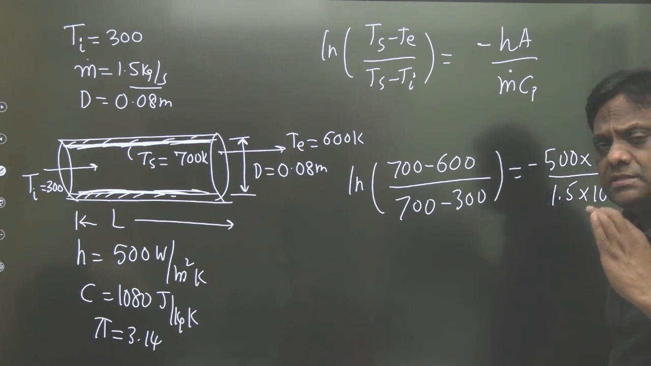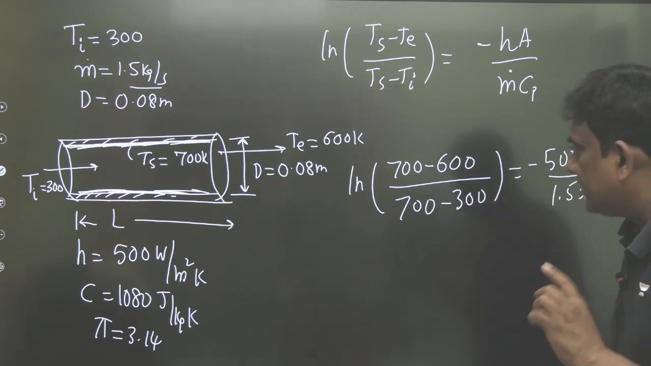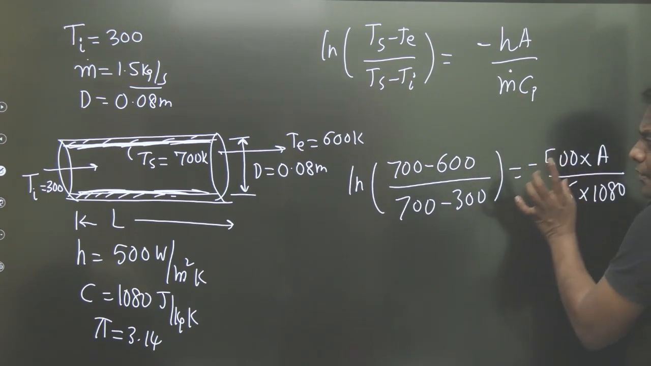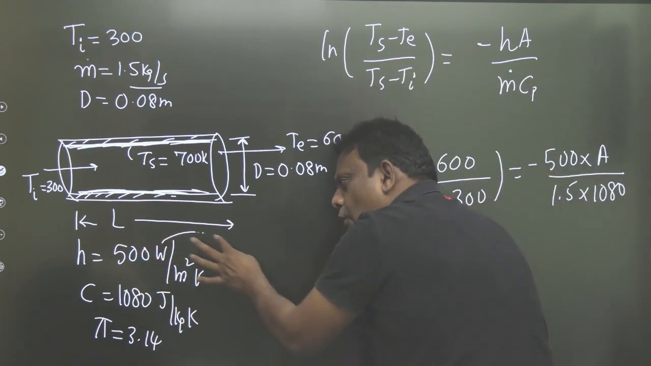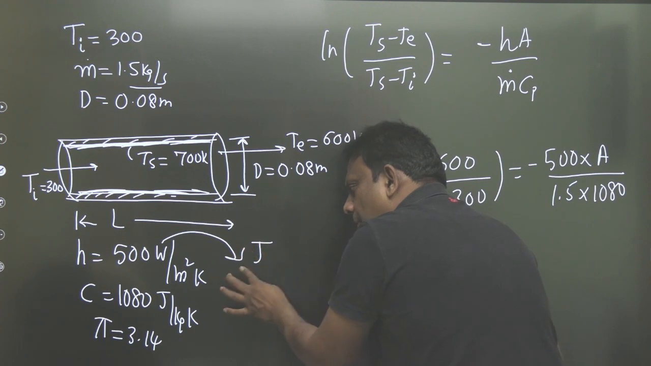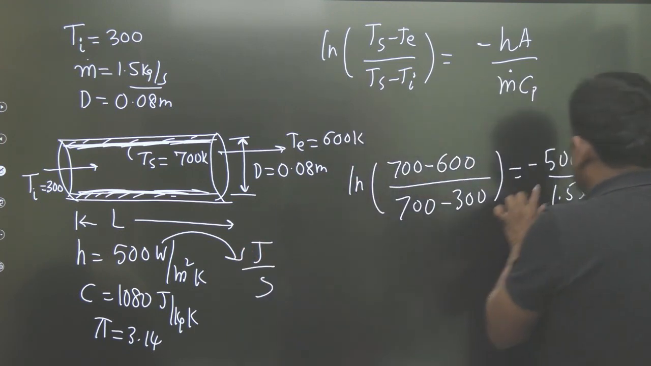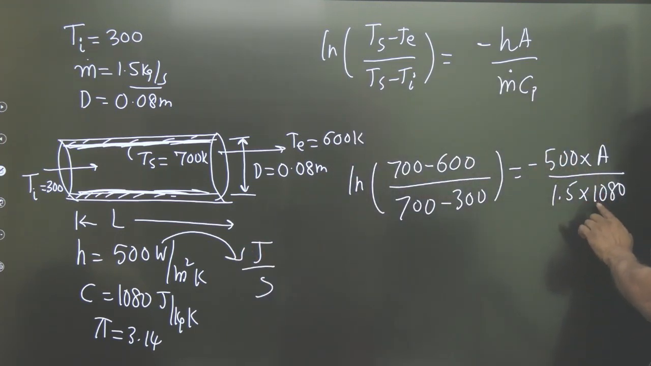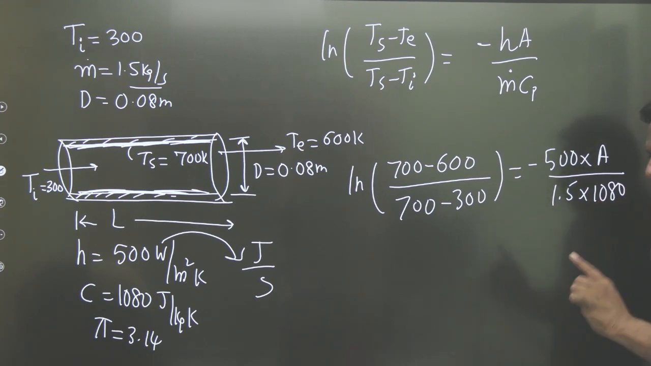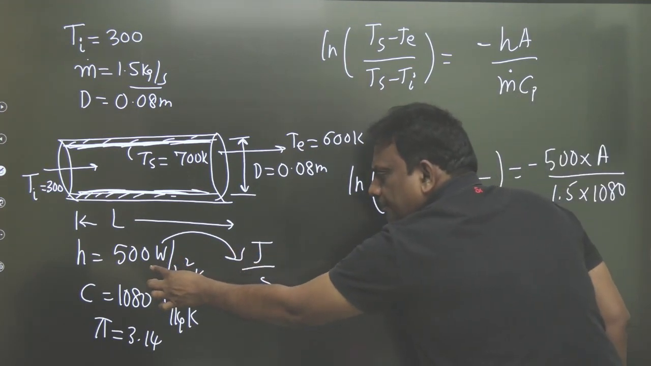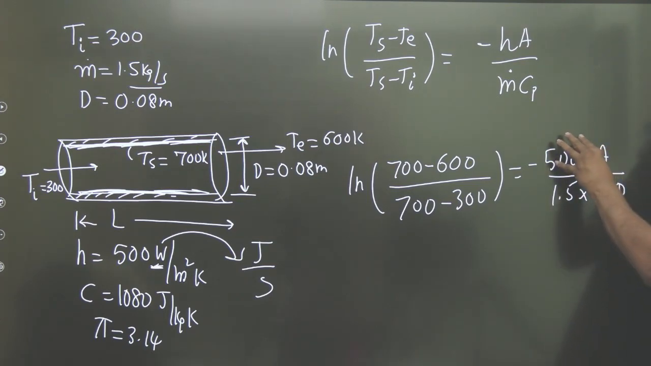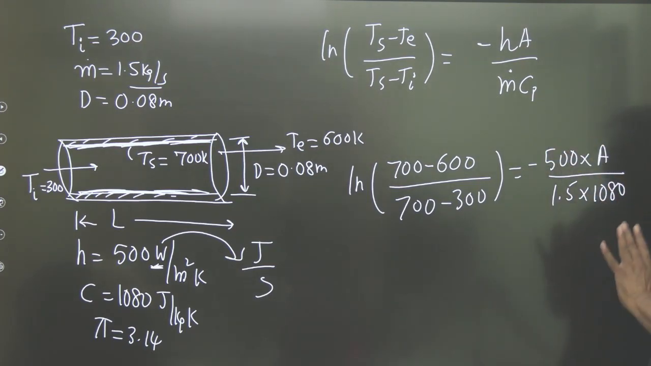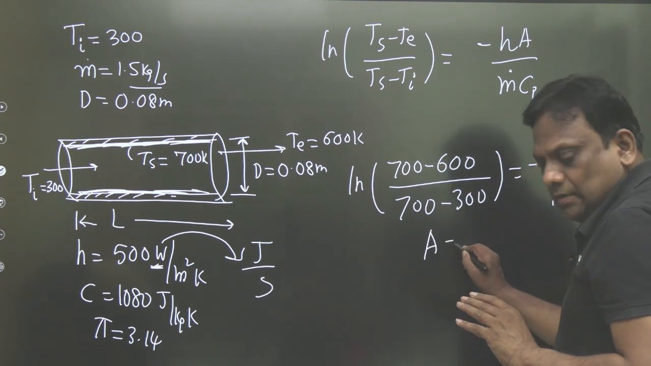Here students must be careful. The heat transfer coefficient is given in watt per meter squared per Kelvin. What does watt mean? It is joule per second. So whenever this is in watt, keep the specific heat also in joule, because it is not in kilowatt. If this is in kilowatt, keep the specific heat in kilojoule. It is already in watt, so keep this in joule. From this, I can easily calculate the area.